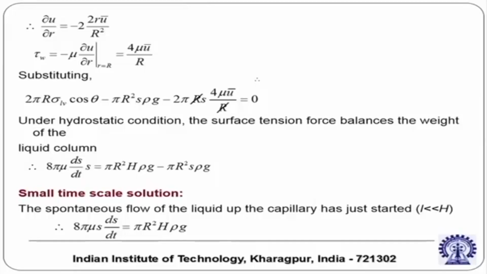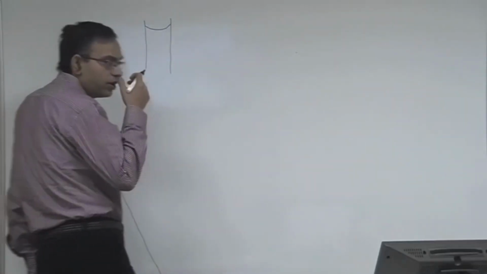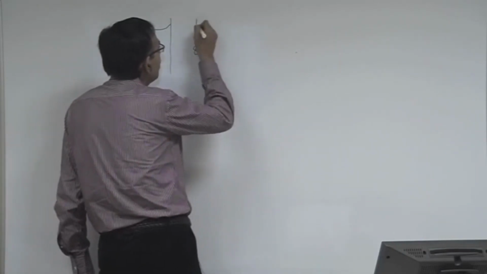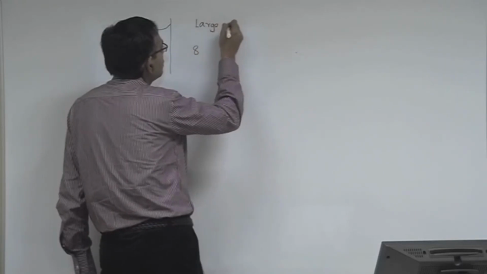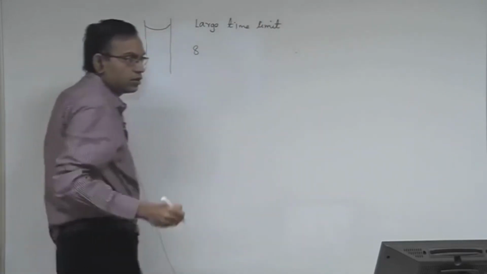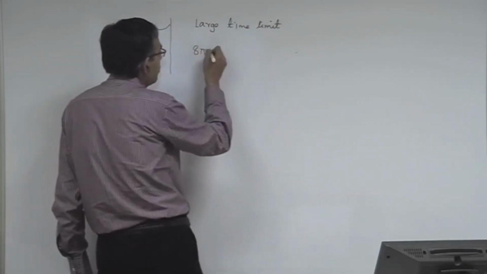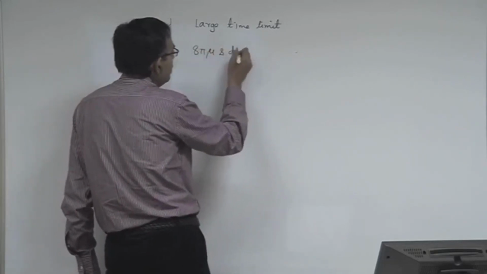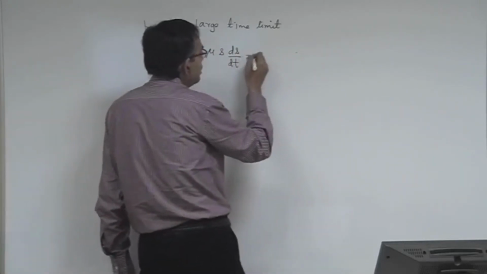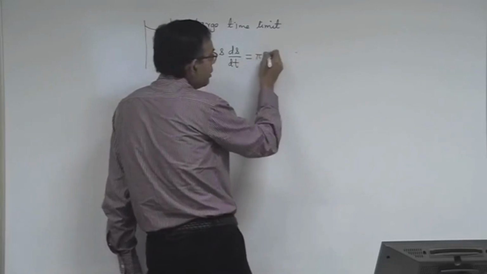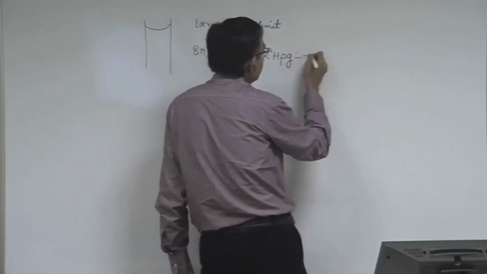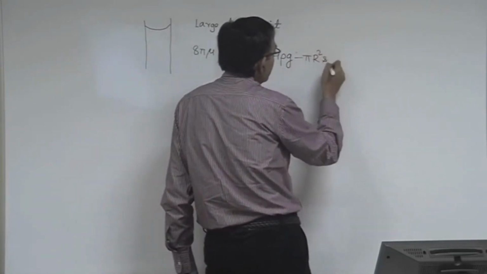So to express the corresponding relationship, we will now be doing the large time limit. So 8 pi mu S dS dt is equal to pi r square H rho g minus pi r square S rho g.